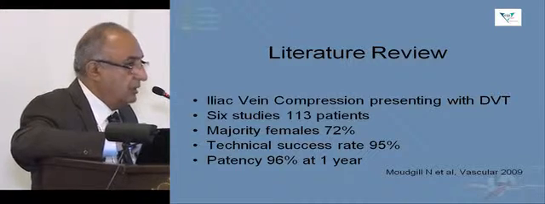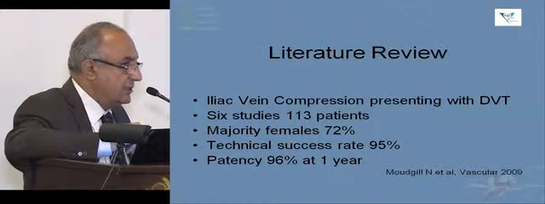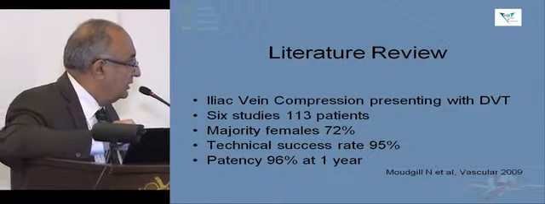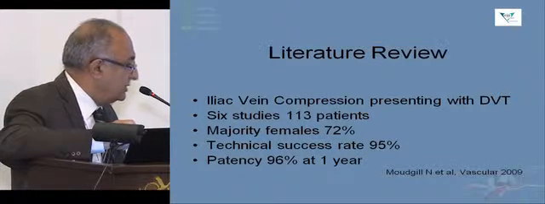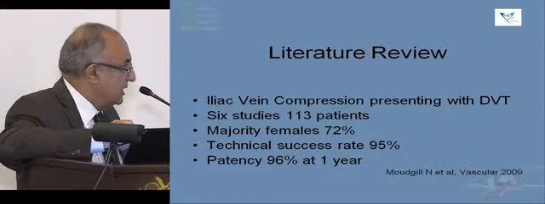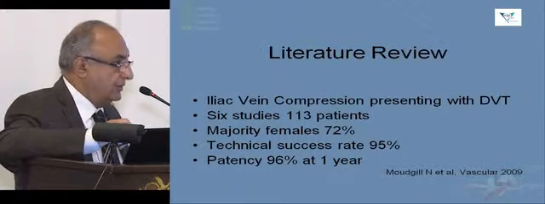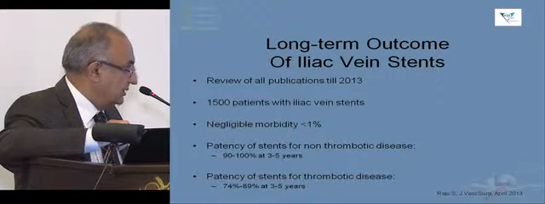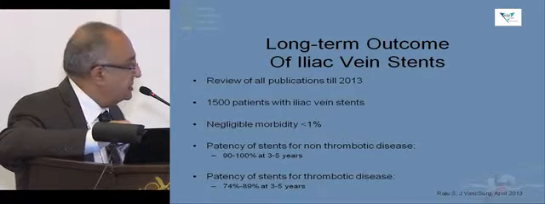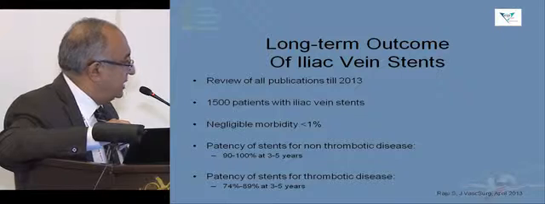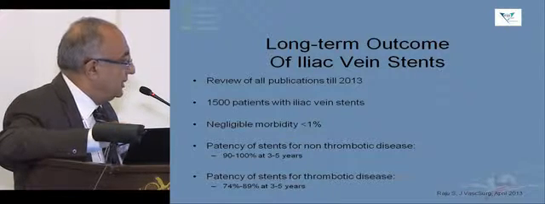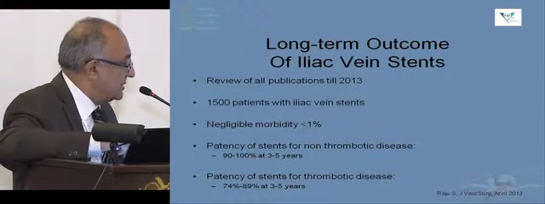Raju and his colleague reviewed all the iliac vein stents ever published in the literature until 2013. There were 1,500 patients with iliac vein stents for various reasons, negligible morbidity. The patency of the stents for non-thrombotic disease was excellent at 90 to 100% at 3 to 5 years, but even for thrombotic disease it was very good, 74 to 89% at 3 to 5 years.